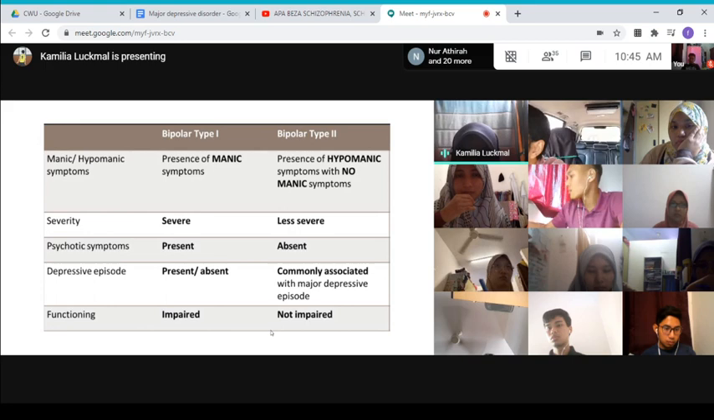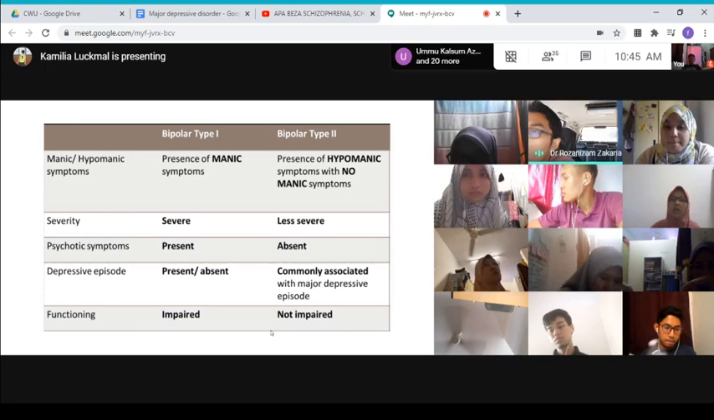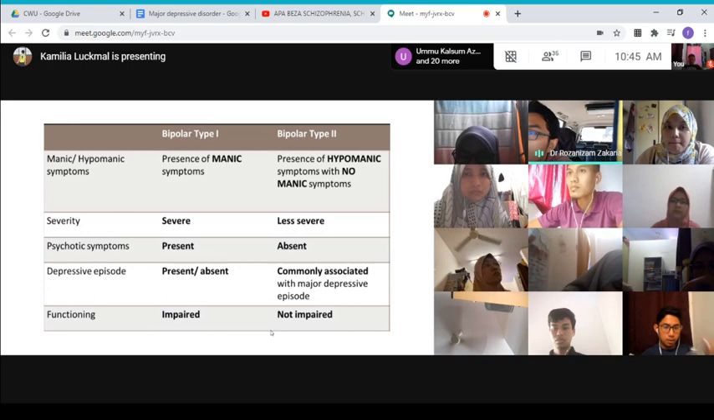Kenapa saya kata it's incorrect? Let's say you have bipolar 2 disorder with depression and suicidal. Severe ke tak severe? Severe. So kenapa you kata bipolar type 2 is less severe? So it's incorrect. You cannot just, sebab dia ada bipolar 2, dia tak adalah teruk sangat, bipolar 1 teruknya dia ni. Incorrect way of differentiating. The only correct differentiation is yang atas tu je, manic hypomanic symptoms tu saja. Yang lain tu semua tak accurate in differentiating between bipolar 1 and bipolar 2 disorder.